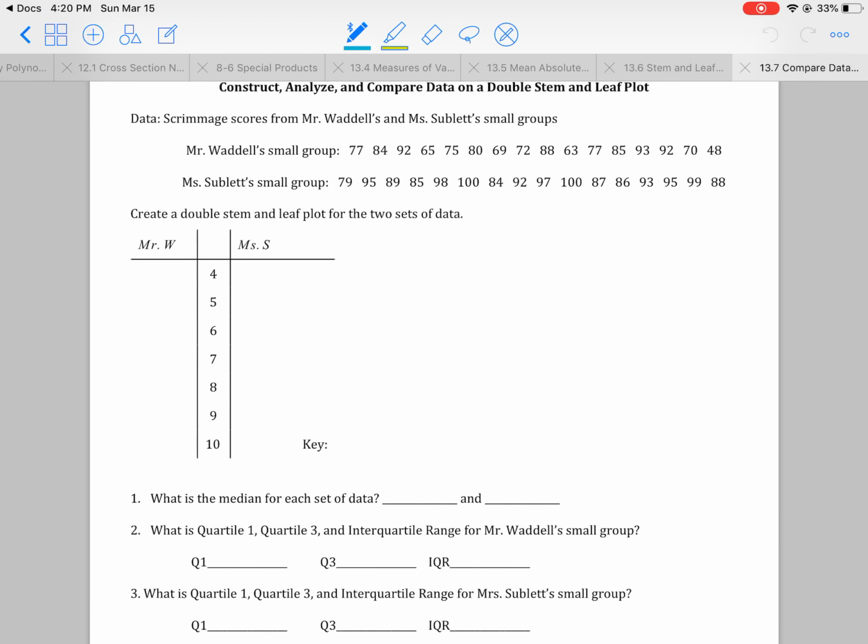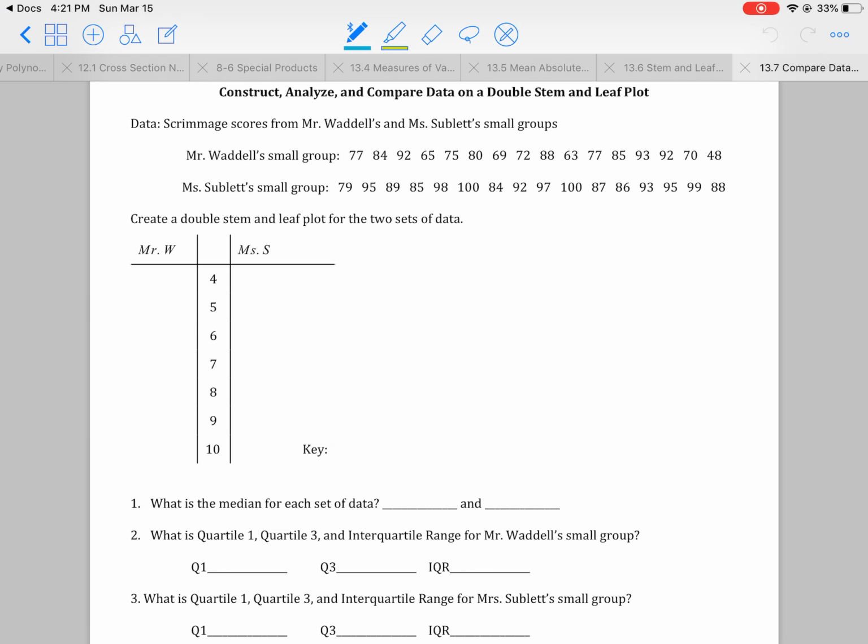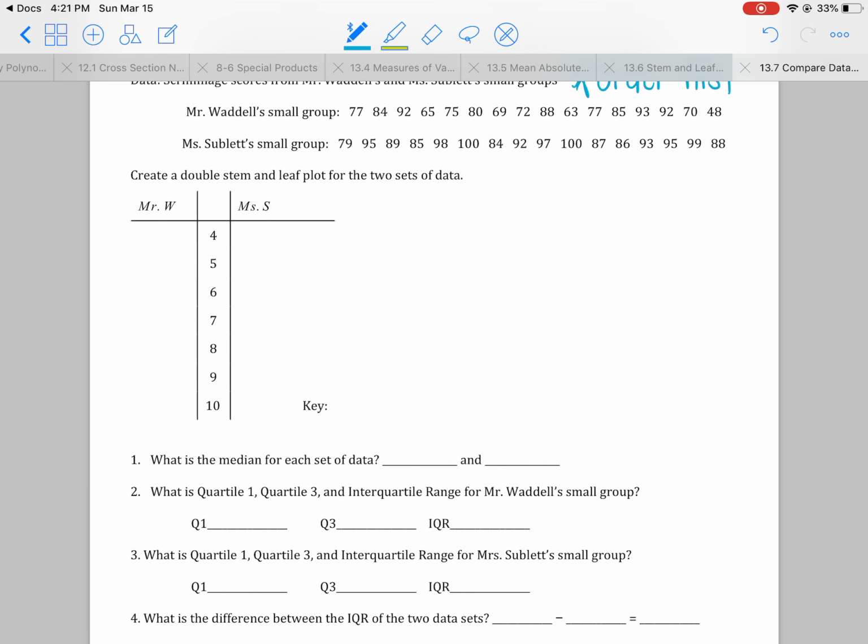The next is a double stem and leaf plot. It already has the leaves, already has stems on there, so that's easier for you. Remember, you always want to order your data first and then start finding your medians and stuff like that. So I would create my double stem and leaf plot. Don't forget your key. It says what is the median for each set of data.